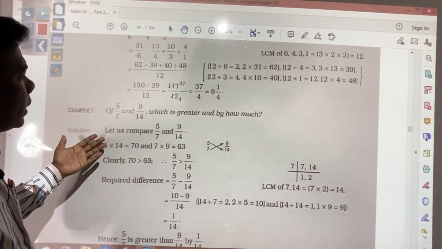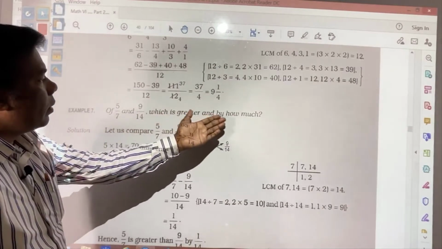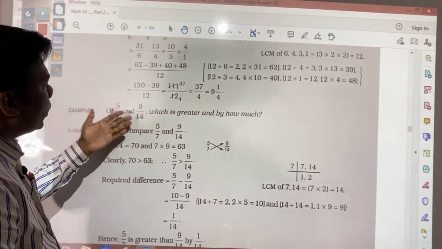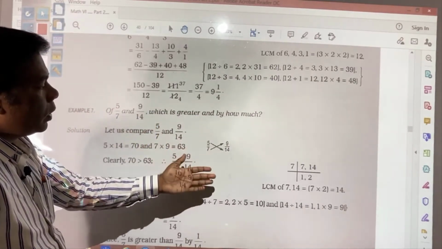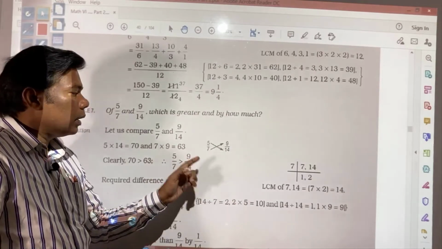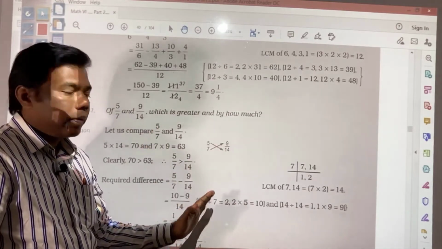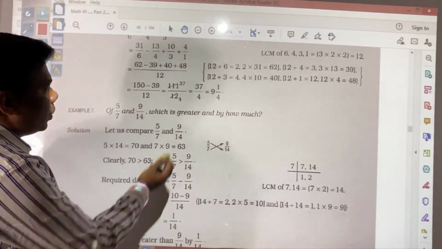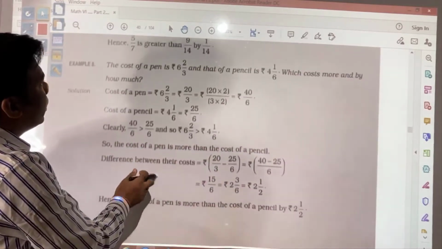Then there is comparison. Again you need to compare which is greater and by how much. So you need to compare them, and the smaller fraction is required to be subtracted from the greater fraction and you find the difference. So you will know how much that is.